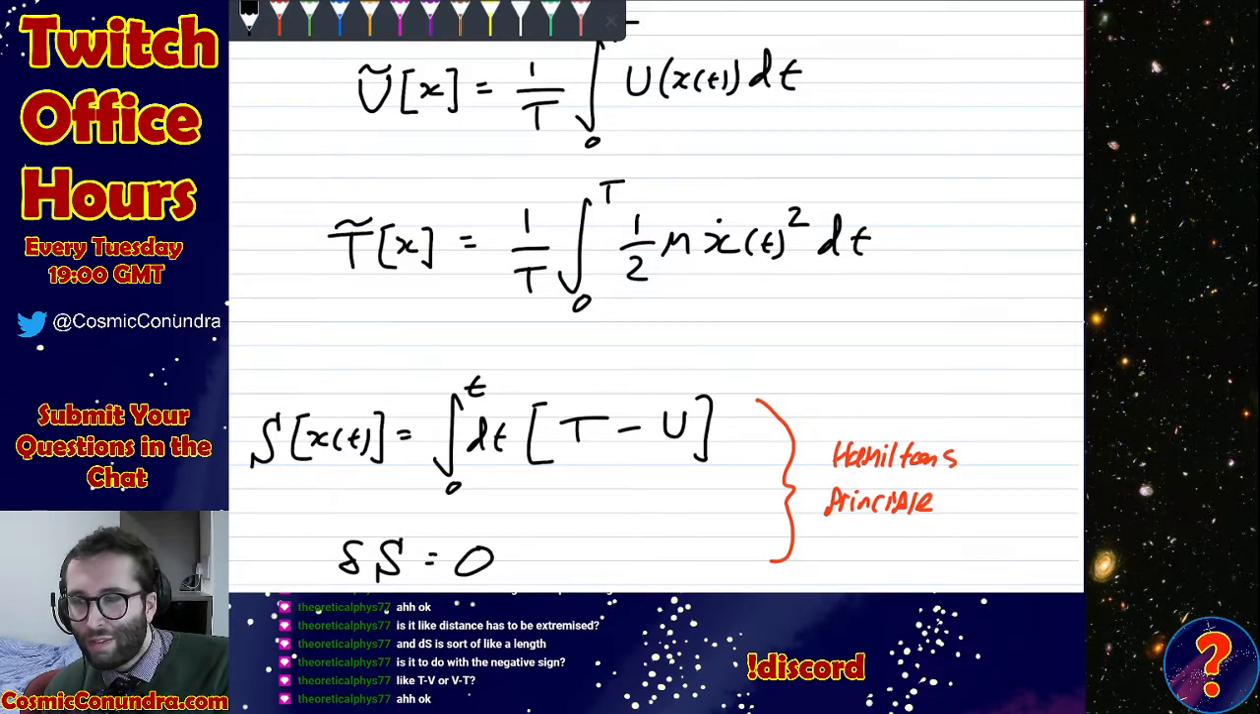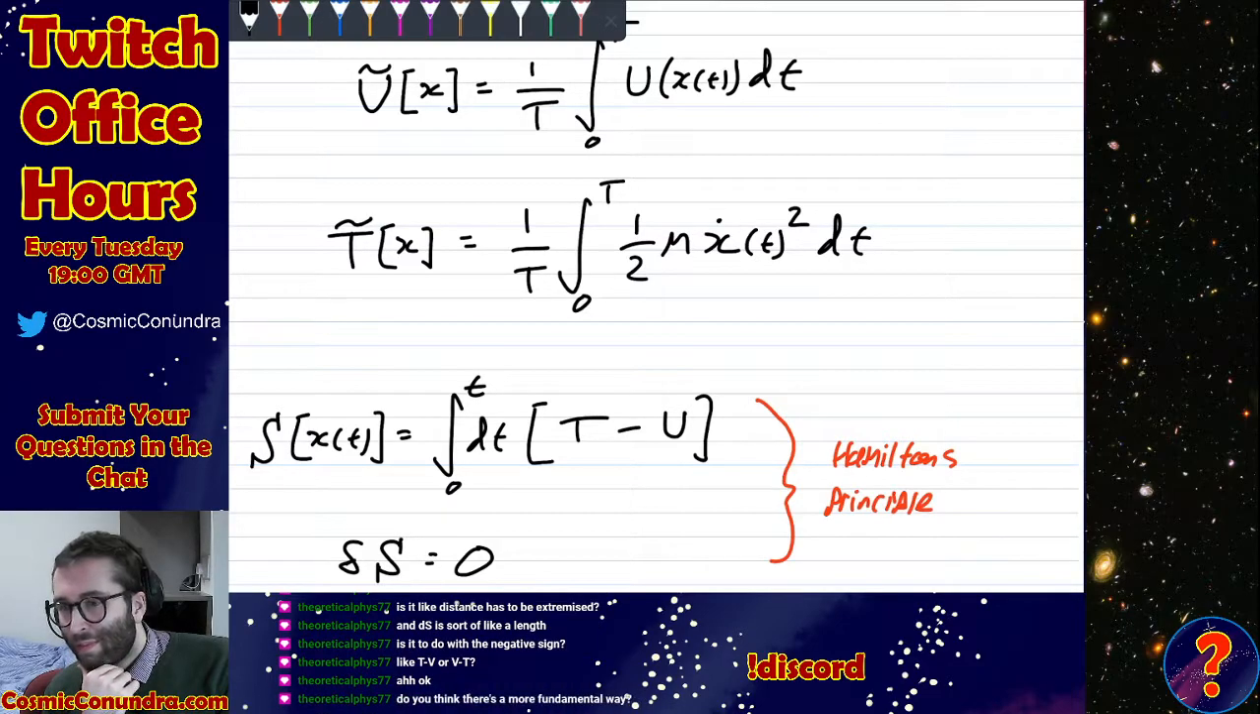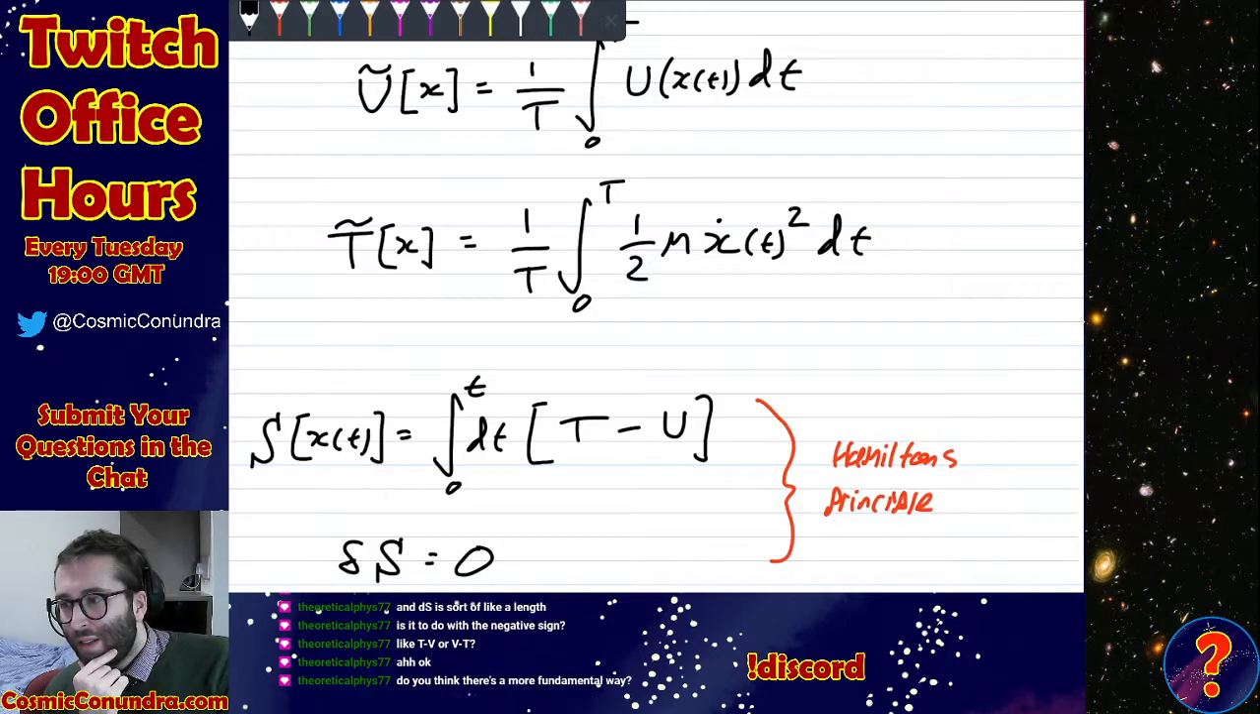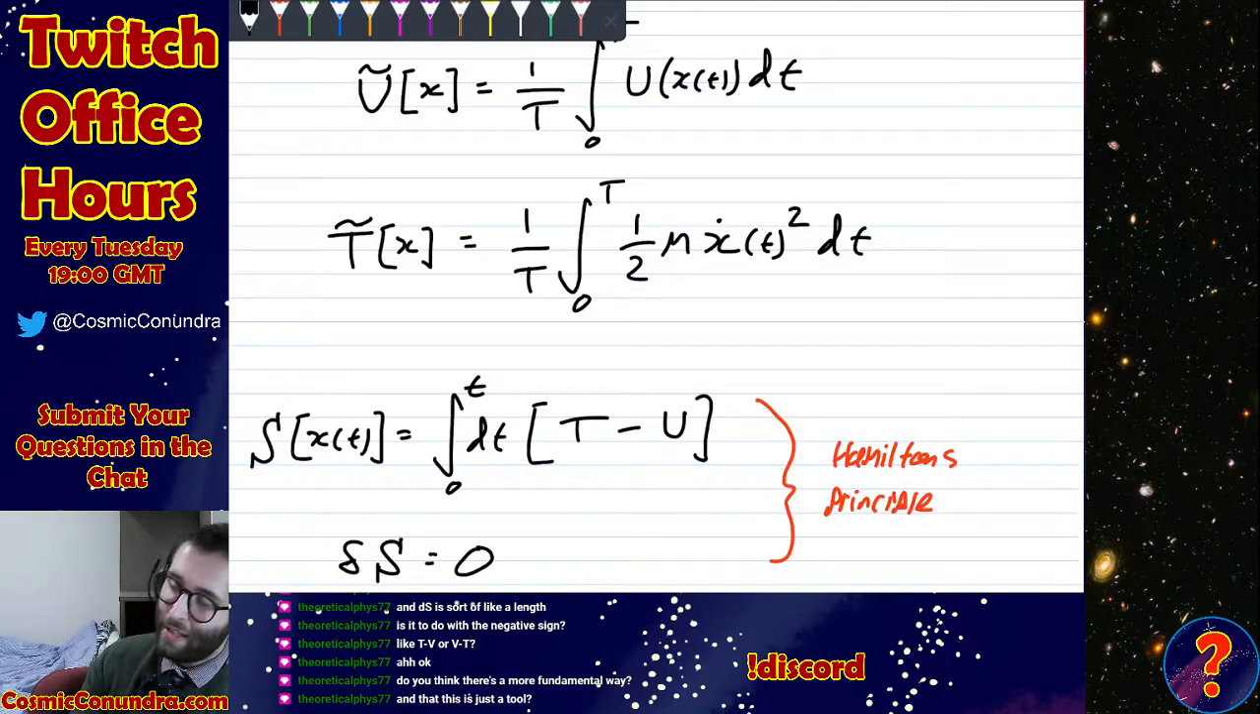But I don't think that's a good way of thinking about it, because, as we were saying, this thing doesn't necessarily just have to be minimized, it has to be extremized. So it could be maximized, which totally throws that out the window. It's the fact that it's minimized or maximized that makes these things hard to think about. Do I think there's a more fundamental way? Well, I did. Well, I don't. I don't know actually.